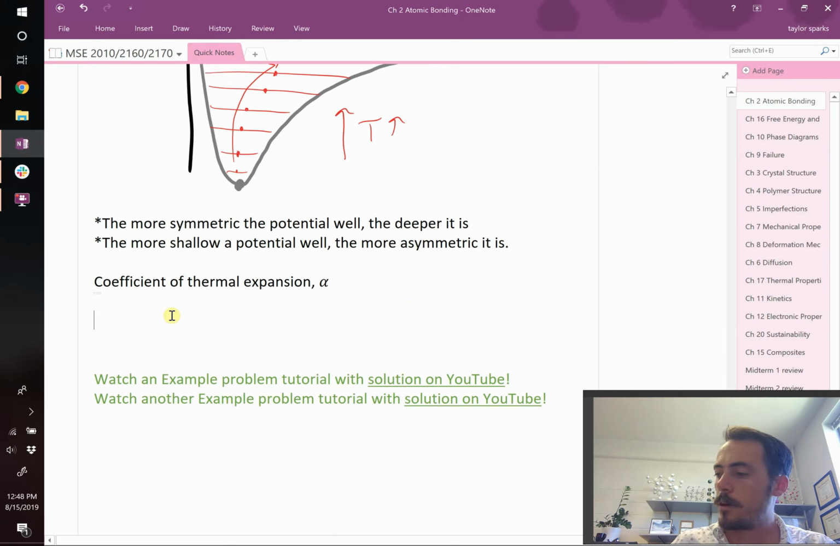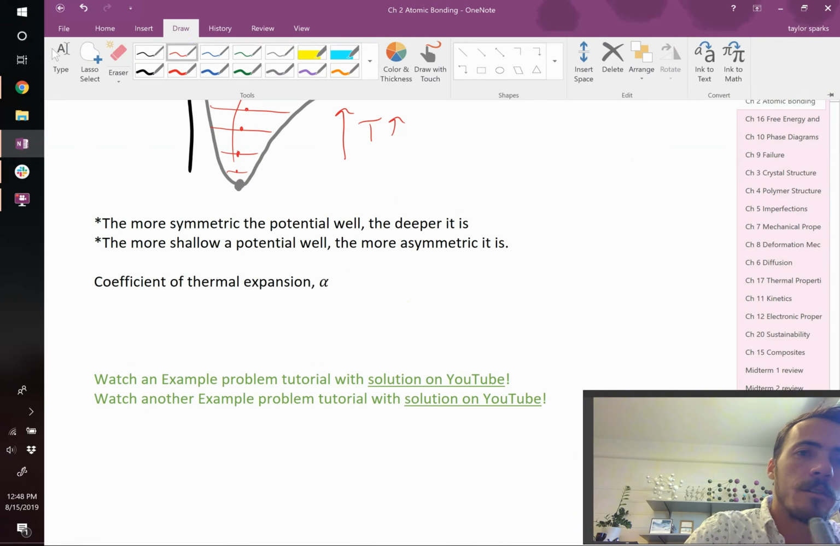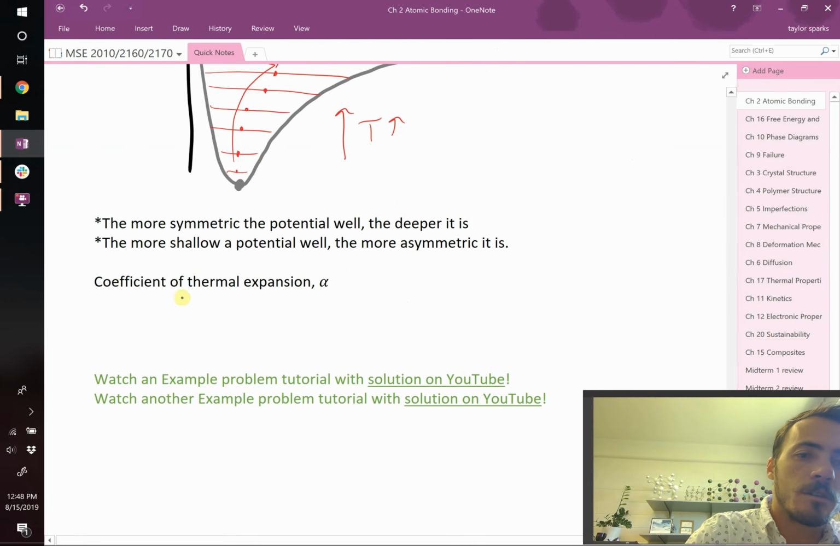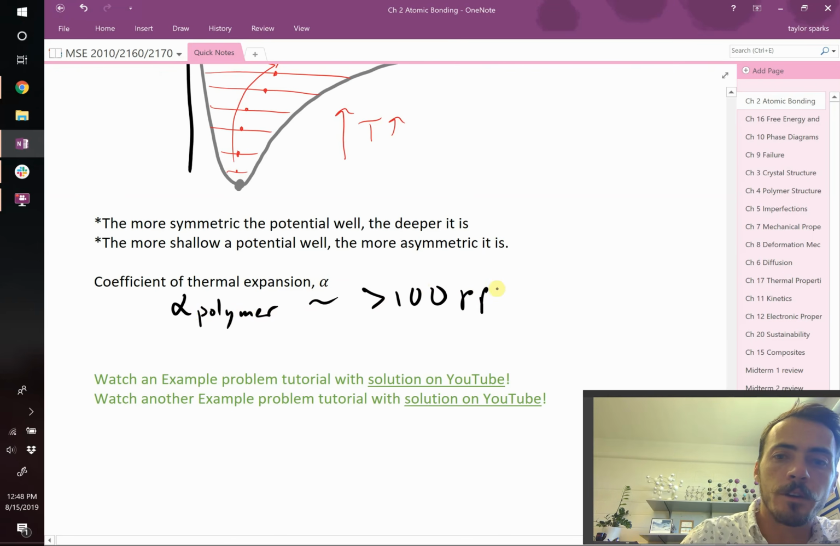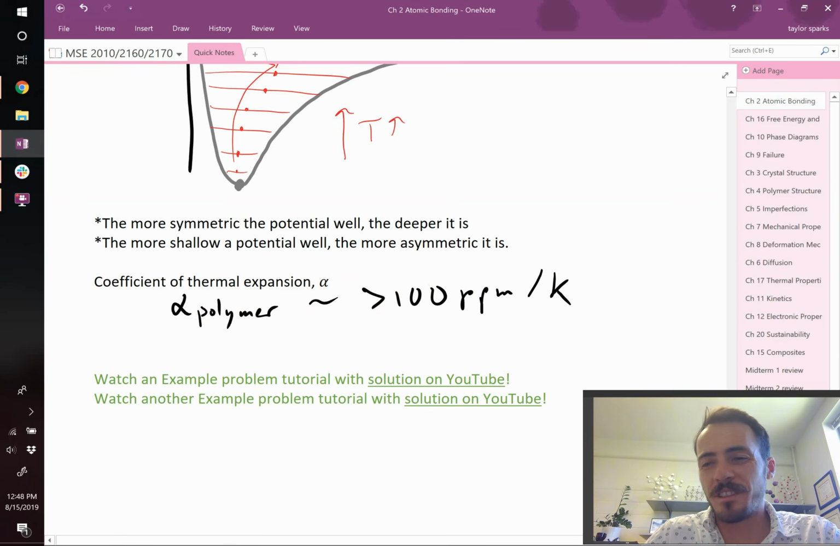Okay, we would say that the thermal expansion coefficient for a polymer is typically over 100 parts per million per K. Right? Parts per million, that's just like saying percent. Percent is like parts per 100. ppm is parts per million.